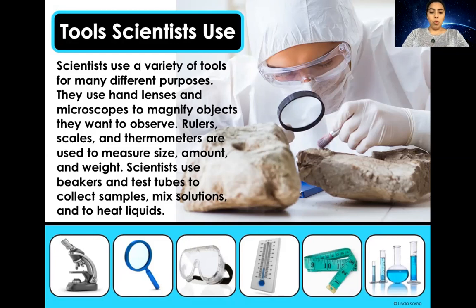So, which one of these do you think is a microscope out of these options at the bottom? Good, it's the second one. They also use rulers and scales, and thermometers are used to measure the size, amount, and weight. Scientists use beakers and test tubes. These are beakers over here and test tubes to collect samples, mix solutions together, and heat liquid.